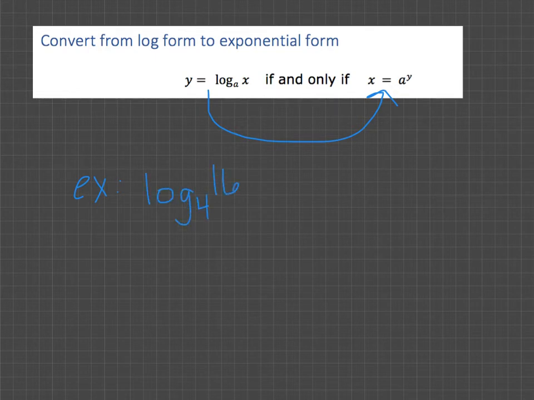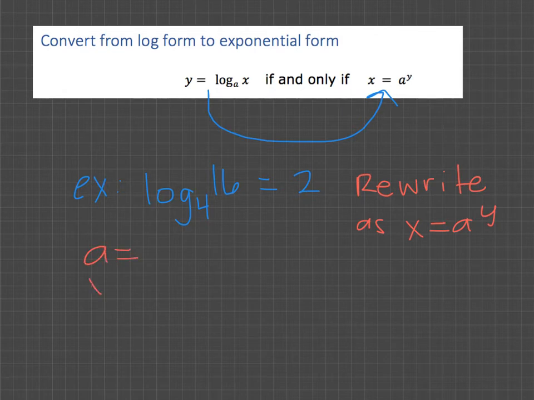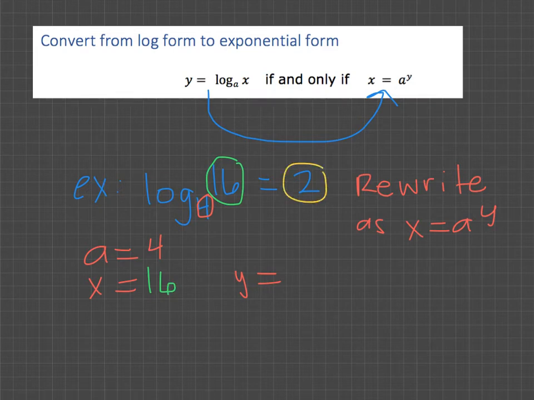of 16 equals 2. All right, so we are not solving anything here. We're not evaluating. We are just rewriting. So we want to rewrite that in exponential form, as x equals a to the y. Now we can identify what those three things are, which can be helpful. So a is the base, so the base is the 4. And x is what we are taking the log of, so that's the 16. And the y is what it's equal to, so that's the 2.